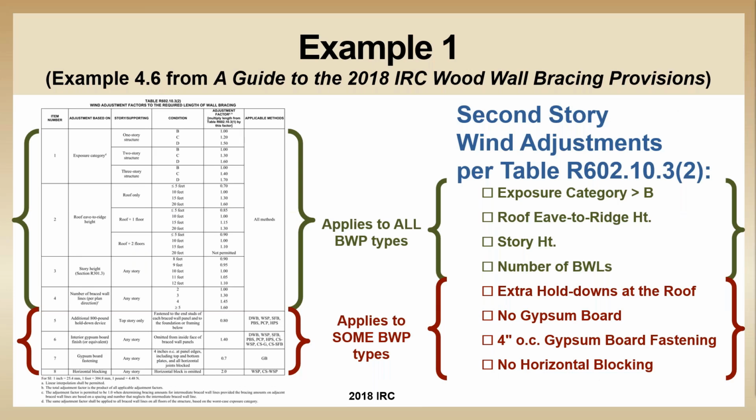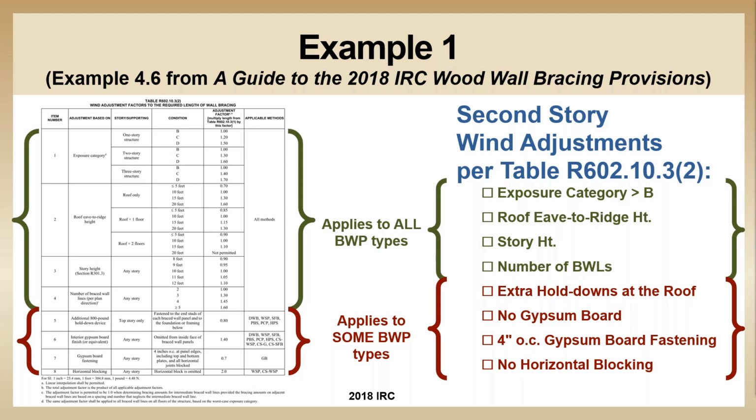Now that you have the base values, we've jotted those down, we need to check for adjustments on table R602.10.3(2). So this is a list of the possible triggers for adjustment. I've divided them into green, which applies to all braced wall panel methods, and red, which only applies to select braced wall panel methods. Now this building is exposure B, so we're not triggering the first one unless our eave to ridge height is exactly 10 feet.